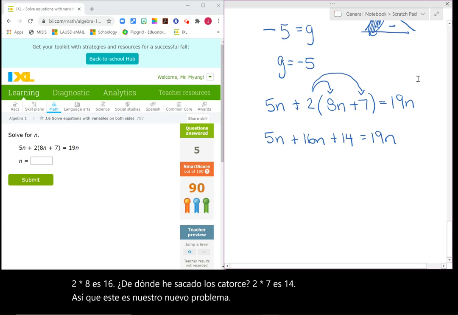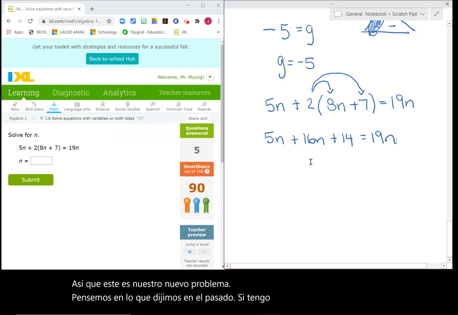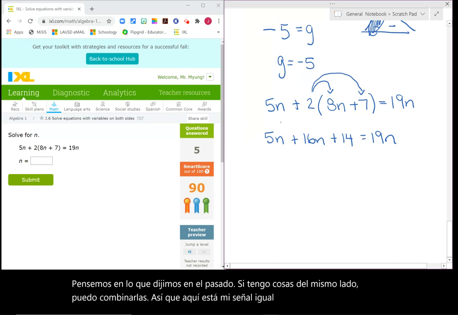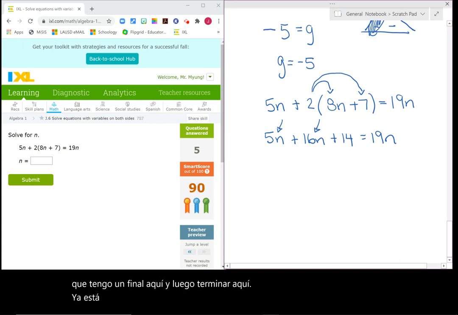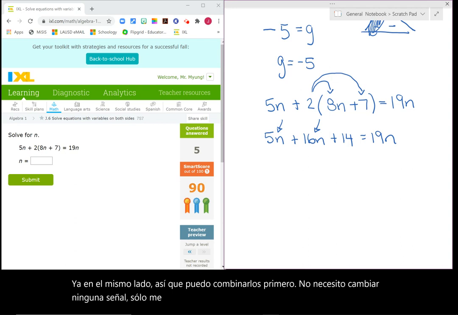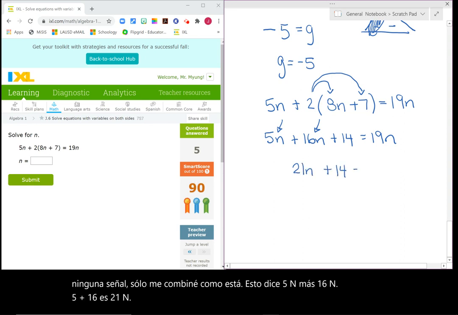Now let's think about what we said in the past. If I have things on the same side, I can combine them. So here's my equal sign, and I look on the left, and I see I have an n here and an n here. They're already on the same side, so I can combine those first. I don't need to change any signs. I just combine as is. This says 5n plus 16n. 5 plus 16 is 21n plus 14 equals 19n.